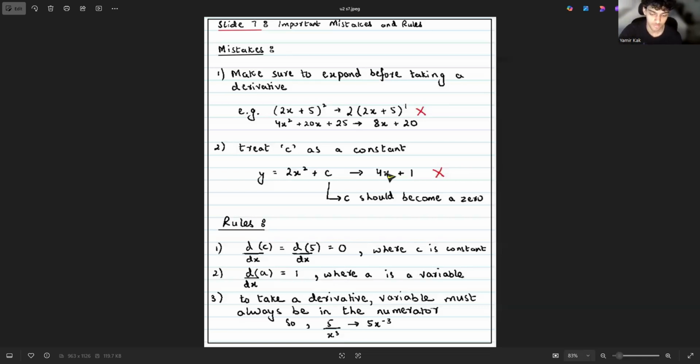Rule number 2 is about variables. When you differentiate a variable with respect to itself, you get 1. So d of a over d of x equals 1, where a is a variable, right? And then finally, rule number 3: make sure your variable is in the numerator before you differentiate.